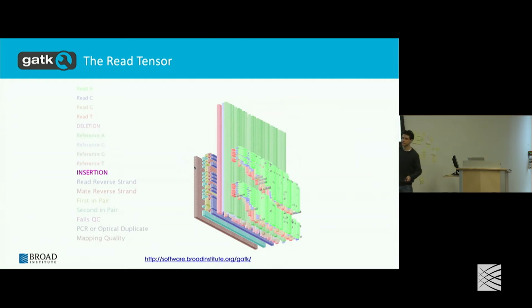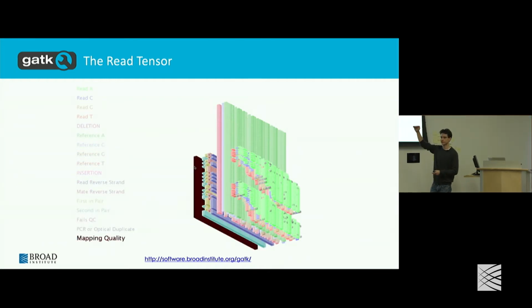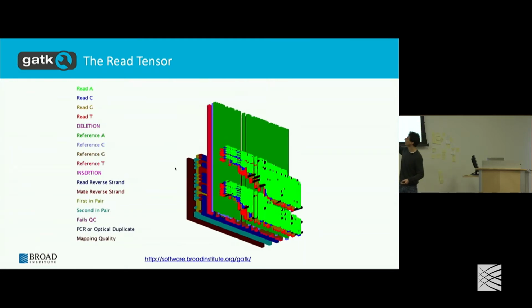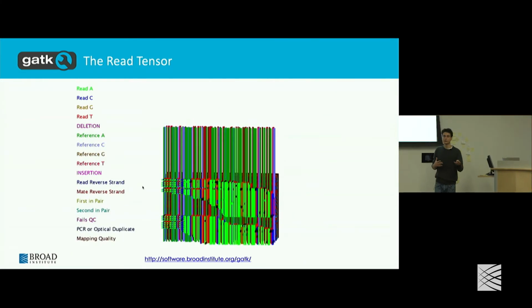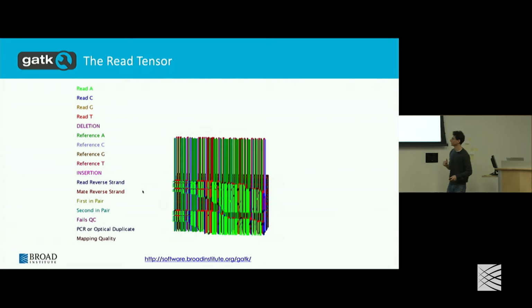And here we're seeing the different channels. So before our channels were just A, C, G, and T. Now we have all these different channels for the read metadata as well as the sequence context.